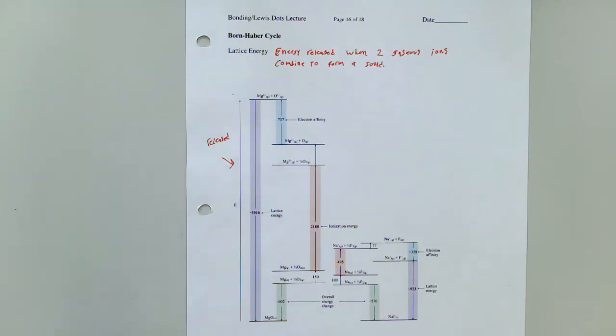Hey everyone, Morgan here. So we are on page 16 of the Bonding and Lewis dot lectures outline for AP Chem, and we're going to be talking about what is called the Born-Haber cycle.